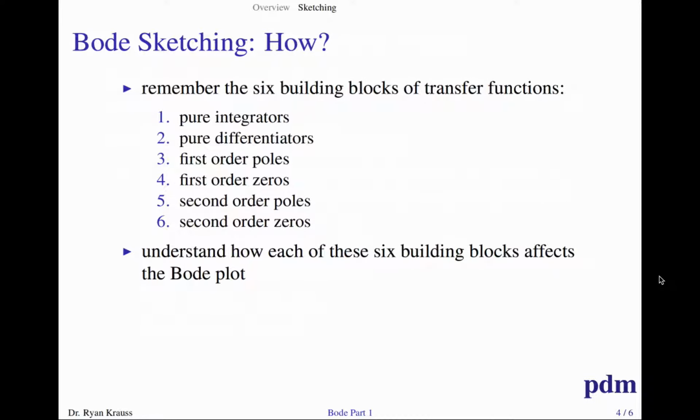The main issue: we talked in class last time about the 6 building blocks of transfer functions: pure integrators, pure differentiators, first order poles, first order zeros, second order poles, and second order zeros. If you understand how each of those 6 things affects a Bode plot, then you can easily take a transfer function, break it into its poles and zeros, and then figure out how to sketch its Bode plot from there.